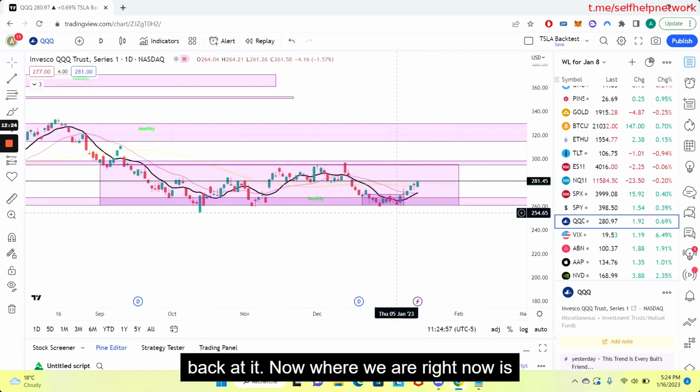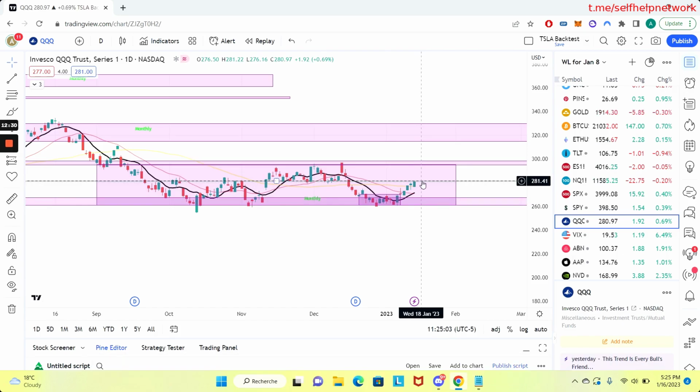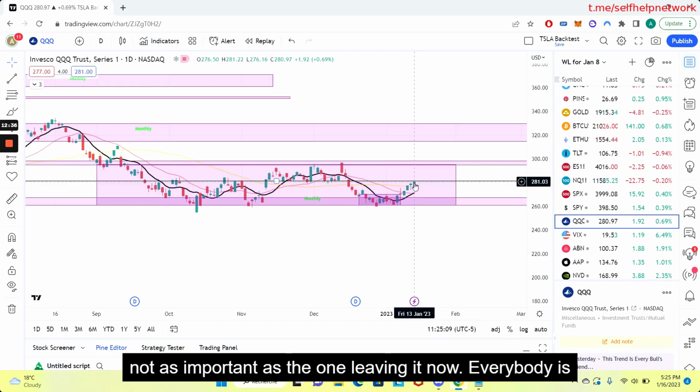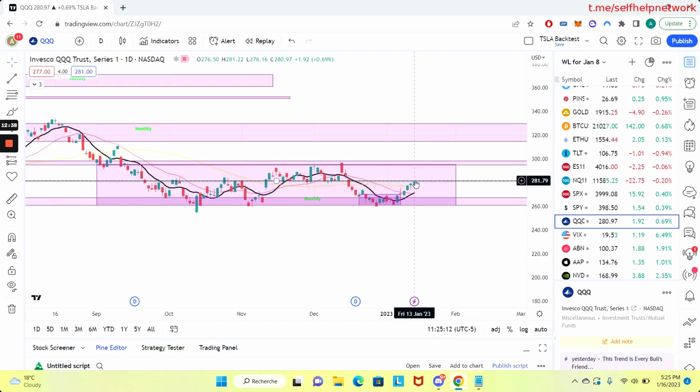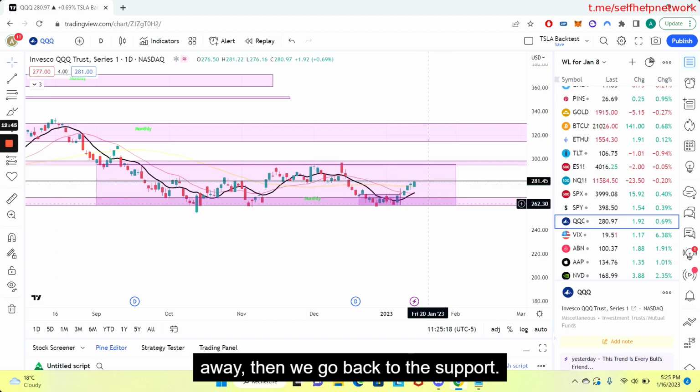Now where we are right now is we have a strong momentum candle into this zone around 281. A strong momentum candle into an important zone is not as important as the one leaving it. Now everybody is bullish here already. What happens if a strong momentum candle leaves this zone away? Then we go back to the support.